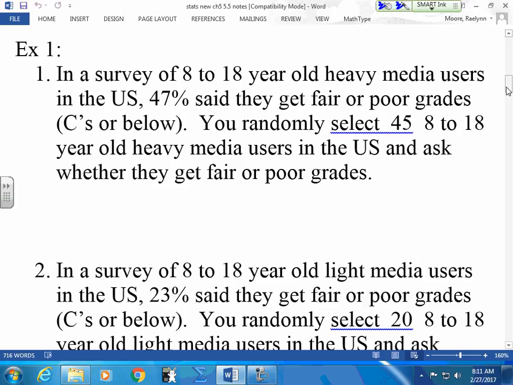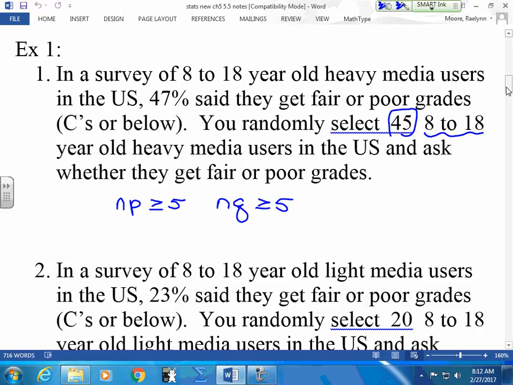So in a survey of 8 to 18-year-old heavy media users in the U.S., we're still talking population here, 47% said they get fair to poor grades, C's or below. You randomly select 45 from this age group in the same heavy media users in the United States and ask them if they get fair or good grades. So we want to know, can we, first, we're not doing any work on it yet, can we use a normal distribution to approximate a binomial distribution? So we have to pass these two tests. That's all we want to figure out so far.